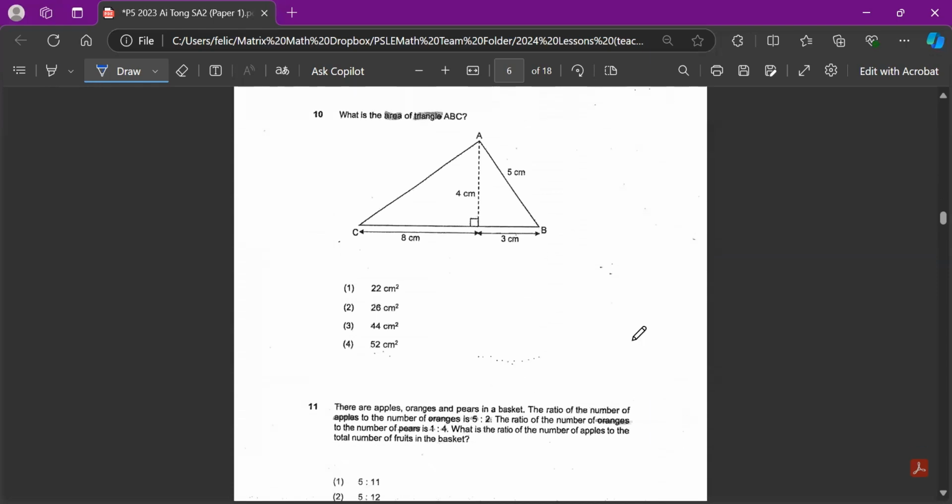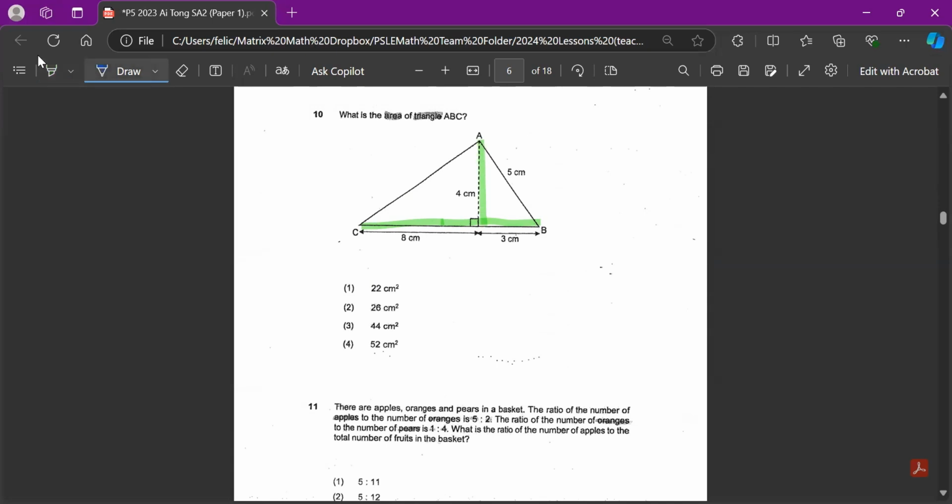Next, area of triangle ABC. This is pretty simple. Identify your base and heights first. So the base, remember, choose a side that already has measurements for you. Of course, I'll choose BC as my base, whereas the height is perpendicular to the base, which is this dotted line here.